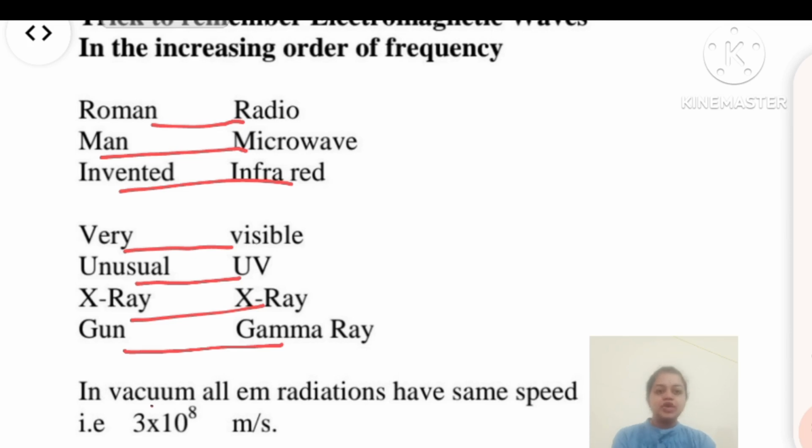See, in vacuum, where there is no atmosphere, all electromagnetic radiation will be having the same speed, that is 3 into 10 to the power of 8 meter per second.